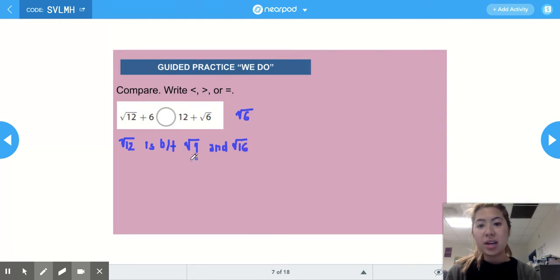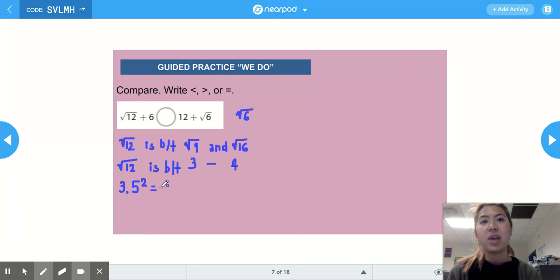And square root of 9 is equal to 3. Square root of 16 is equal to 4. So we know that the value of square root of 12 is between 3 and 4. And then we have to figure out the number that's halfway in between 3 and 4. So I'm going to say 3.5 is halfway in between 3 and 4. And so we're going to square the number that's halfway in between. So 3.5 squared, which is the same thing as 3.5 times 3.5, is 12.25.